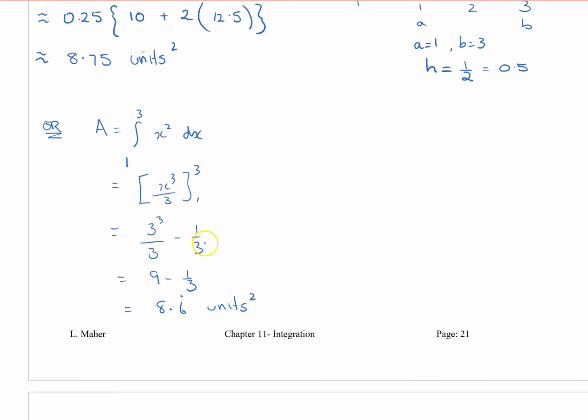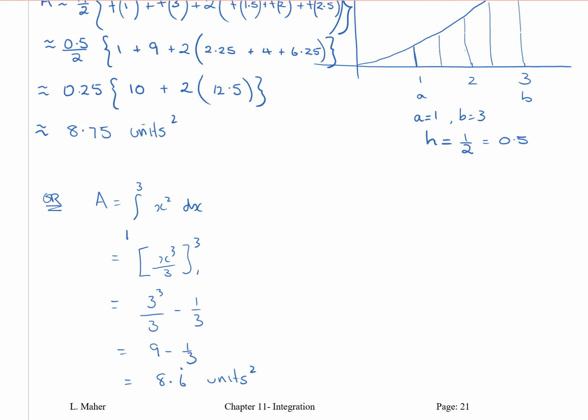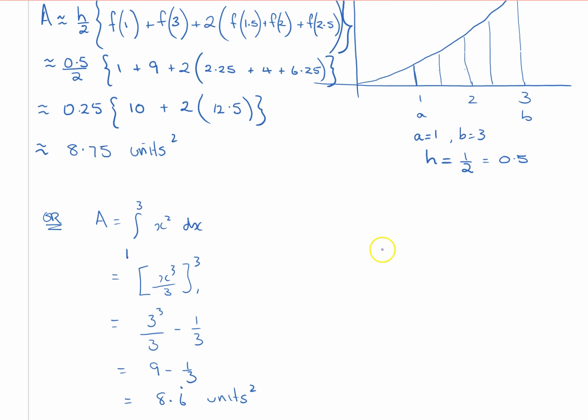Subbing our 3 in, 1, and you get that the area is 8.6. Now, we could actually see that the real area was a little bit less than the area that we got from our trapezoidal rule. When your curve is concave up, you will always overestimate using the trapezoidal rule, and when your curve is concave down, you will always underestimate with your trapeziums. Just a little point of interest.